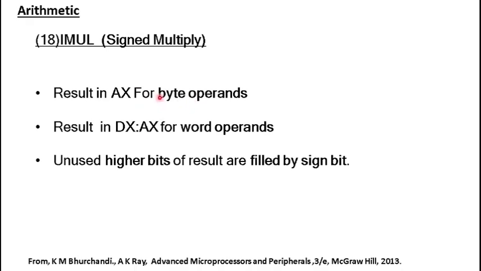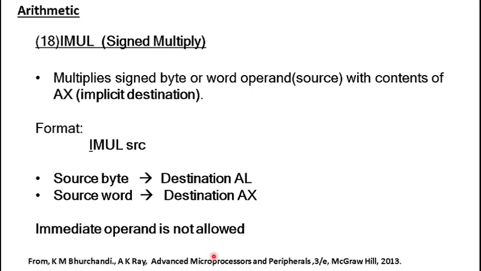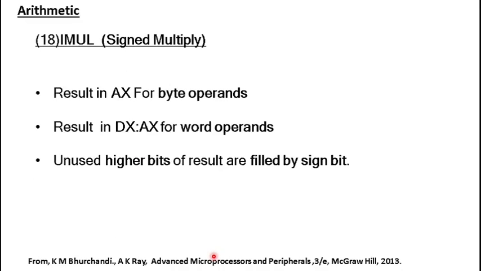So for byte operands, the result you can get in AX. Then for word operands, the result will be in DX:AX. Then as usual, you can't use immediate operands. One extra thing to note here is that the unused higher bits are not filled by implicit zeros, they will be filled by the sign of the result.